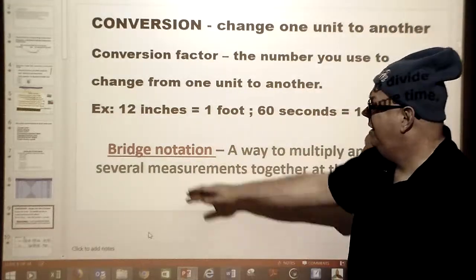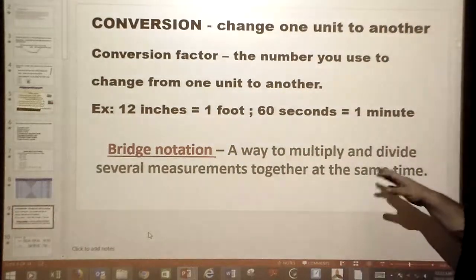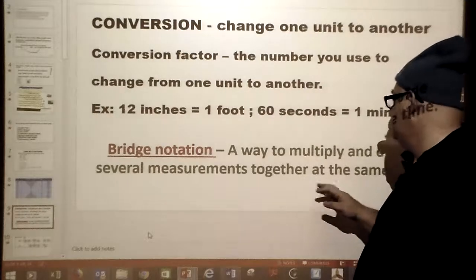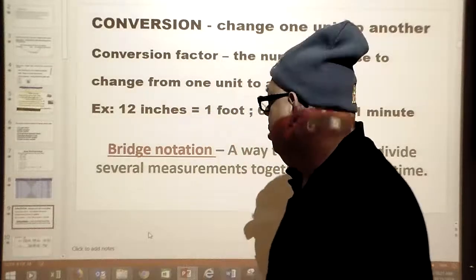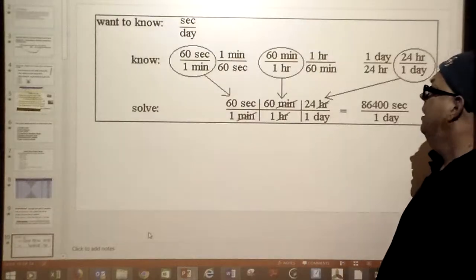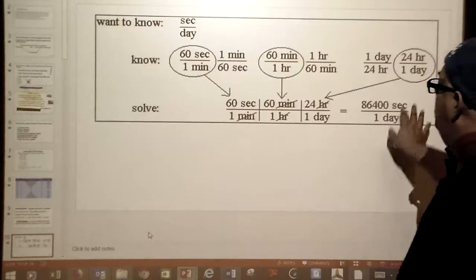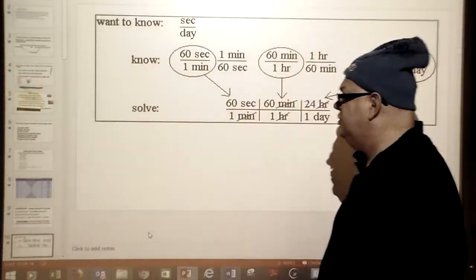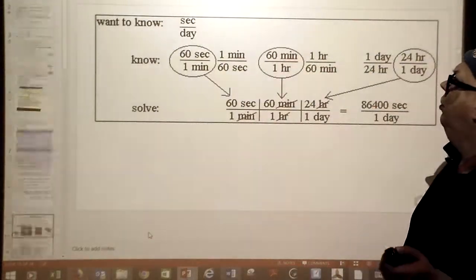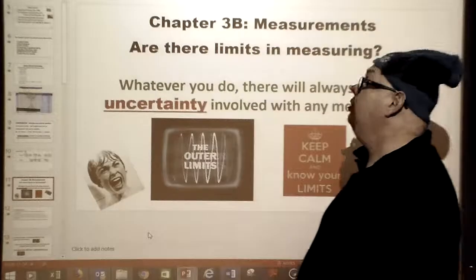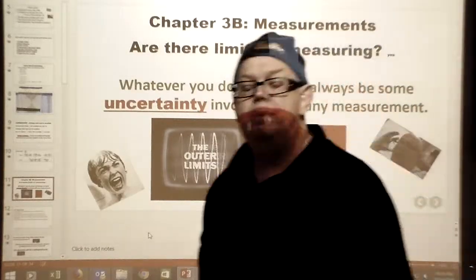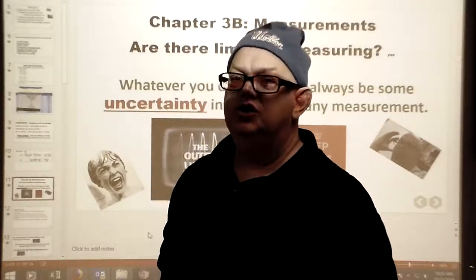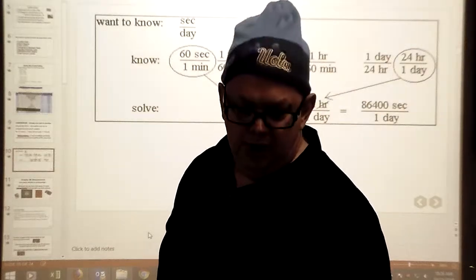And then that's when we talk about the bridge notation, and that's a way to multiply and divide several measurements together at the same time. We'll talk about that a little bit later on, okay? And then this is a way to look at how many seconds there are in a day. That's just the graphical thing, and I'm going to work with you guys on that. We're going to stop here because we're going to hit chapter 3, measurements. Are there limits to it? For now, let's just go ahead and work with our measurements.